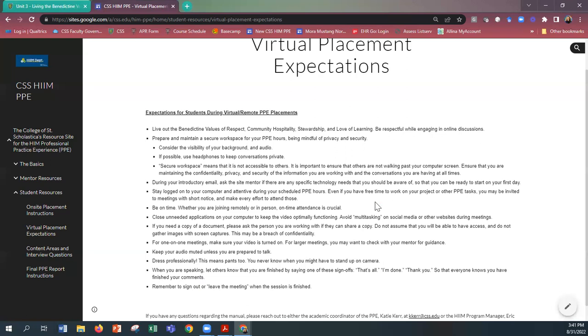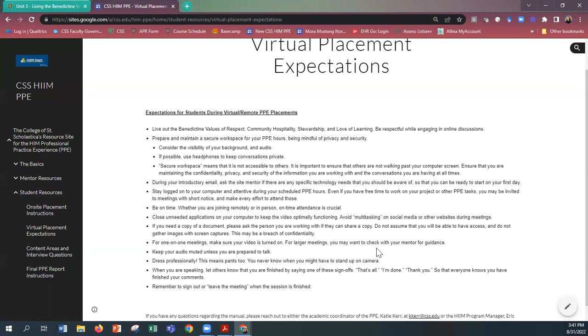Stay logged on to your computer and attentive during your scheduled PPE hours. Even if you have free time to work on your project or other PPE tasks, you may be invited to meetings with short notice, and we want you to make every effort to attend those. So don't leave the house for 3 hours during your PPE day, in the event that your mentor has a meeting pop up that they want you to attend. You need to be accessible, okay? Be on time, whether you're joining remotely or in person, on-time attendance is crucial, okay? And if anything, be early.